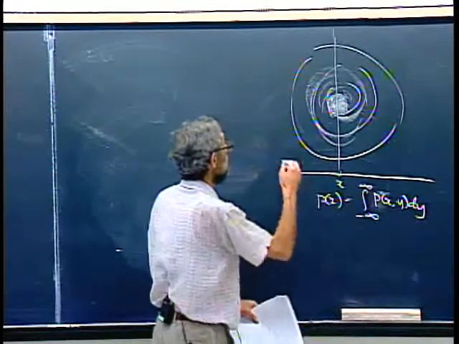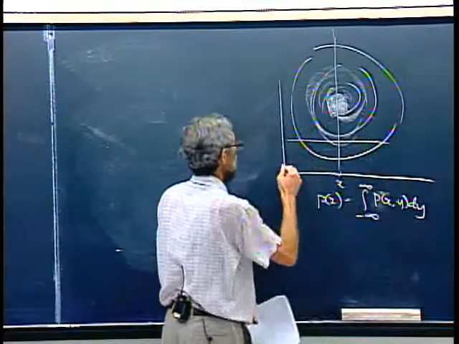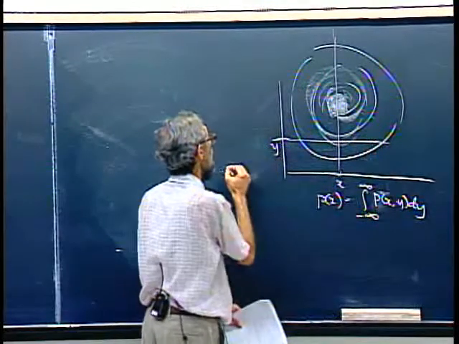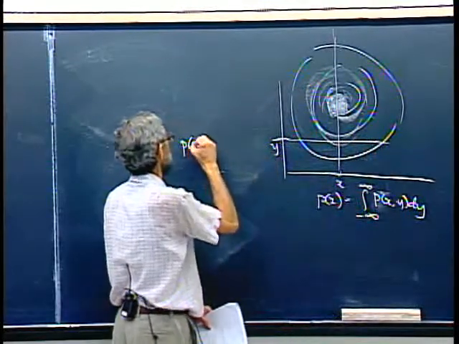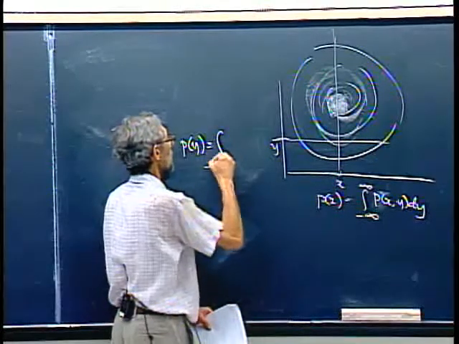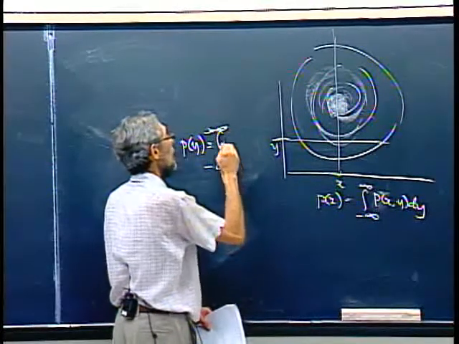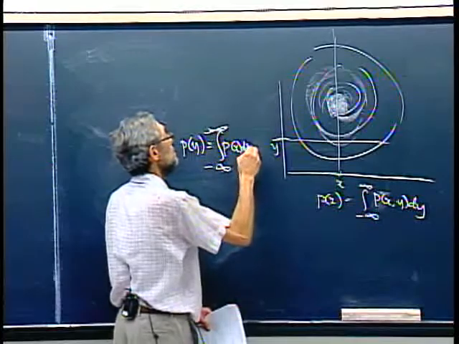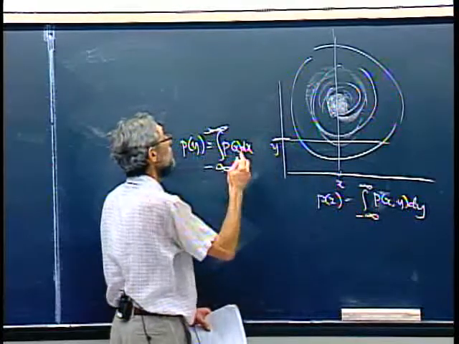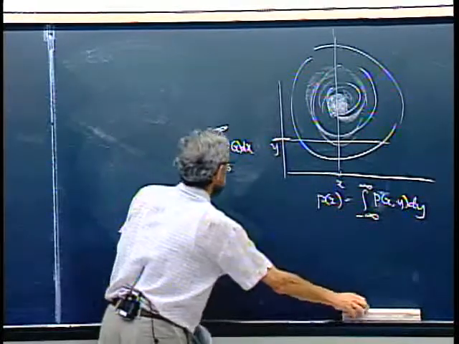And similarly, we can have the marginal distribution along the y-axis for some value of y. We can find the marginal distribution of y as the integral along the whole horizontal line of p of x, y, dx at this value y. P of x, y, I'm sorry.